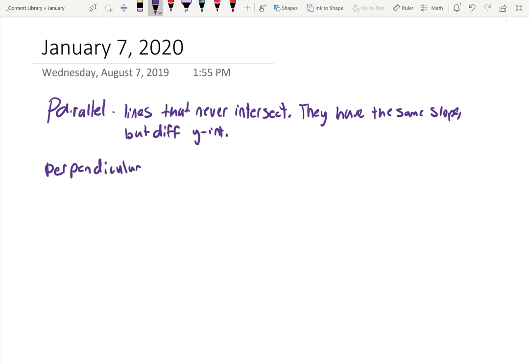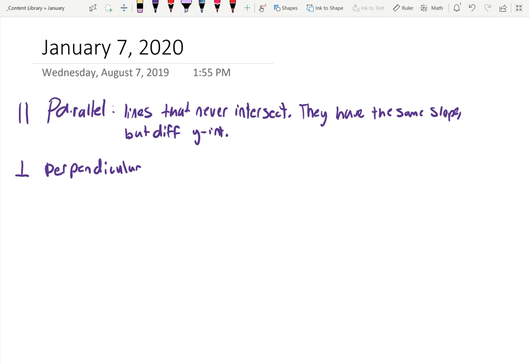Now, perpendicular lines, and I'm actually going to do a little abbreviation here. Parallel lines you're going to see as two little bars that look like L's to indicate parallel lines, because parallel lines, in a sense, are two lines with the same slope that never intersect. Two lines that will never cross each other. Perpendicular is going to be denoted like an upside down T.